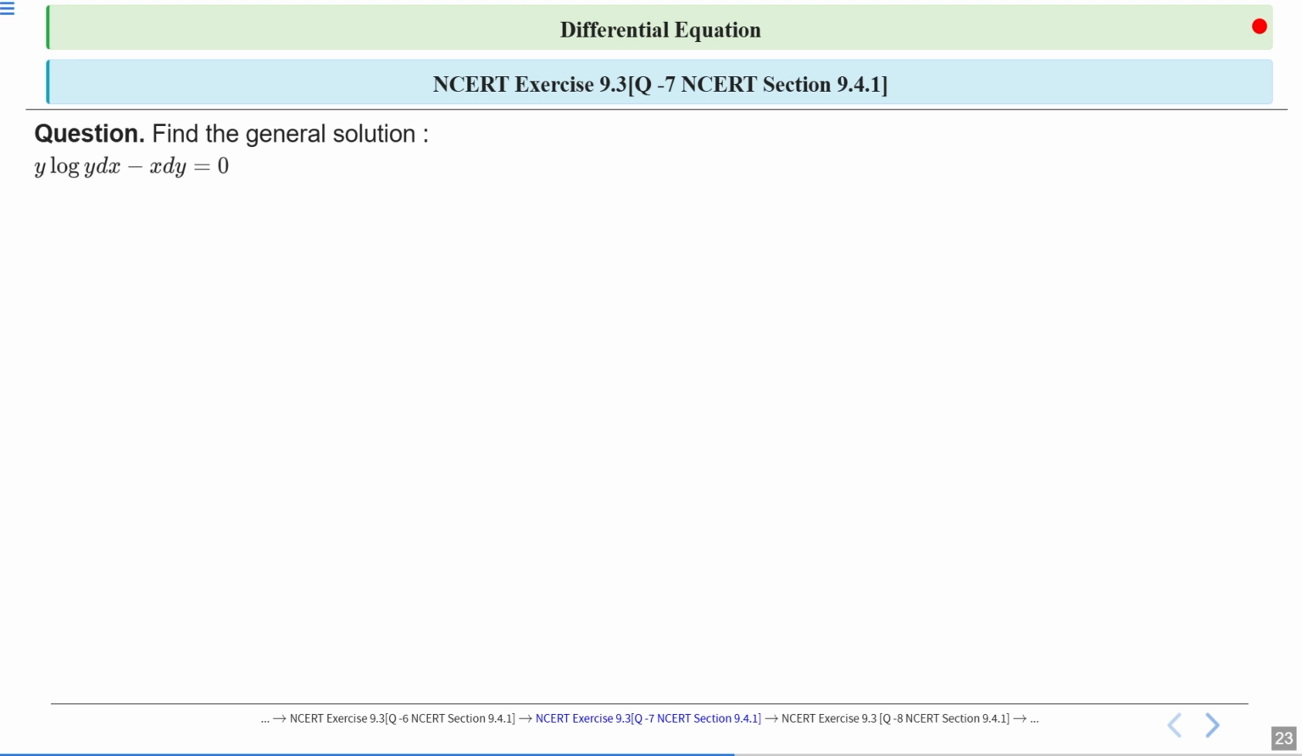As in question number 7, the given differential equation is y log y dx minus x dy is equal to 0.